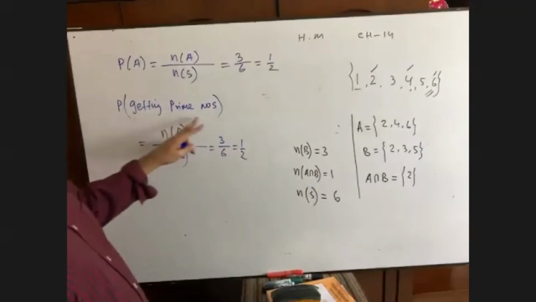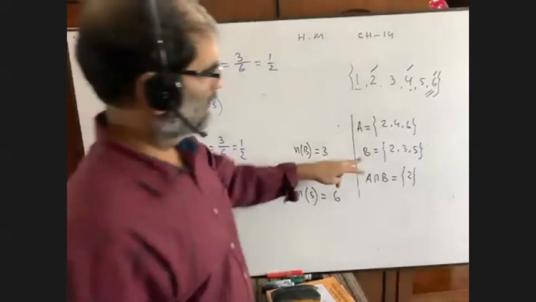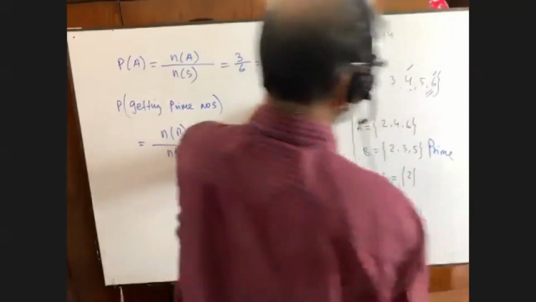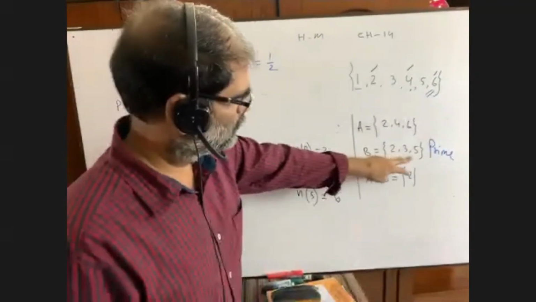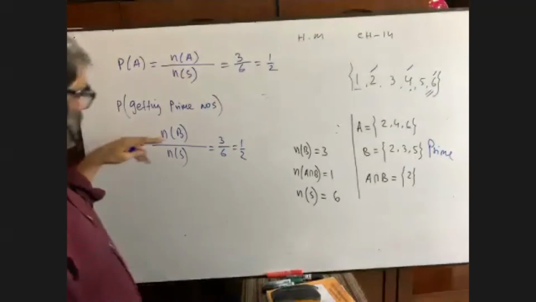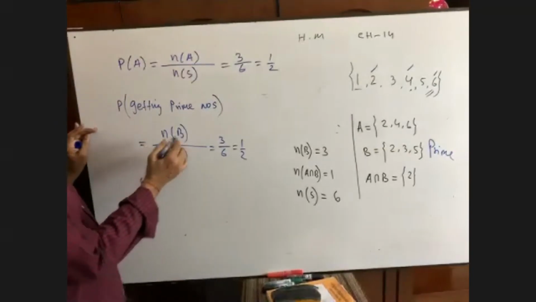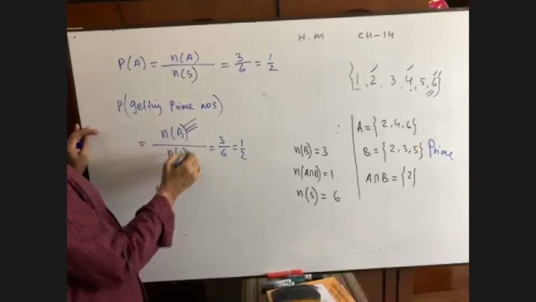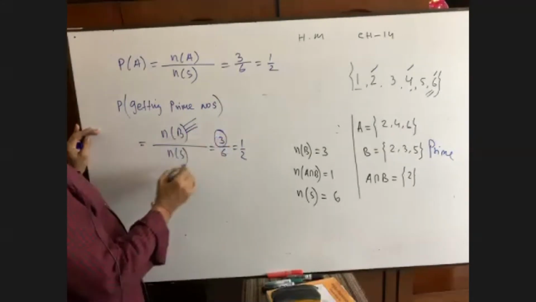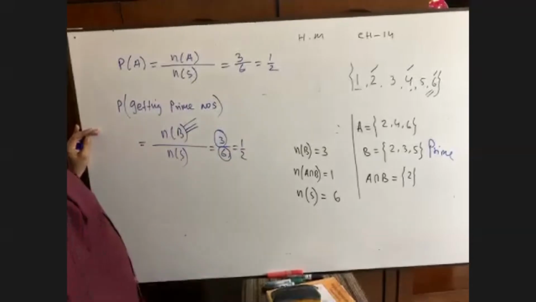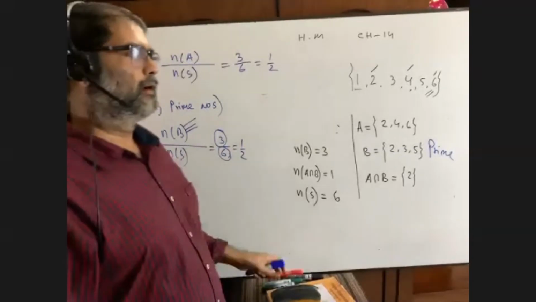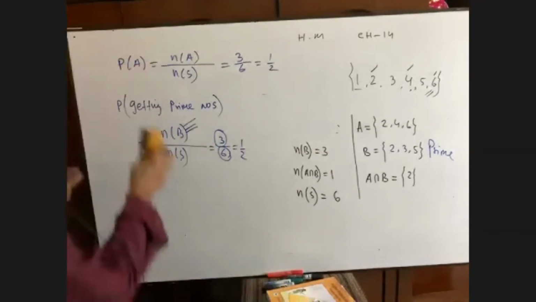Yes, sir. Getting prime numbers. What is the answer? 1, 2, 3, 3 by 6. This is the way: number of prime numbers by total outcomes. What is the number of prime numbers? 3. Total outcomes are 6. So 3 by 6 equals half. Have you got it or not? Talk to me. Yes, sir.